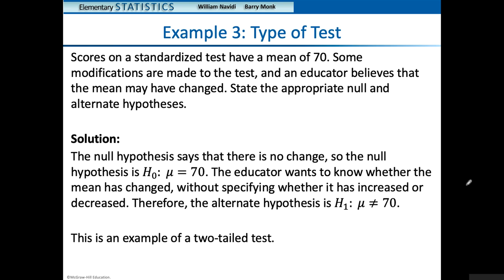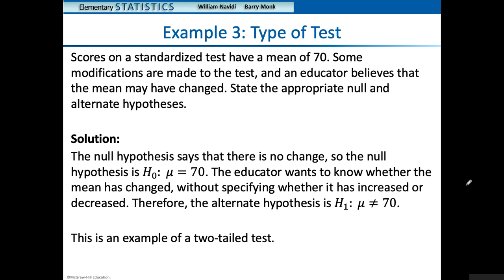And notice that the word there is just changed. It doesn't say anything about an increase or a decrease, but just a change. So because the type of change is not specified, we would set this up as a two-tailed test. And the alternate hypothesis would be the statement that mu is just not equal to 70. So that is always going to be the critical first step in doing a hypothesis test, establishing those two hypotheses. And again, it just requires reading the problem carefully.